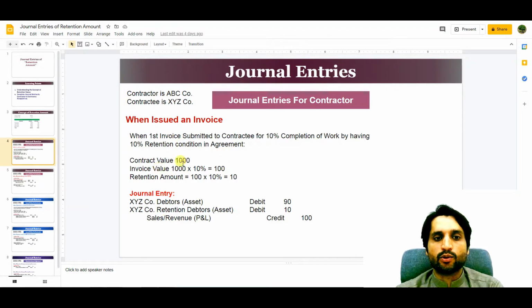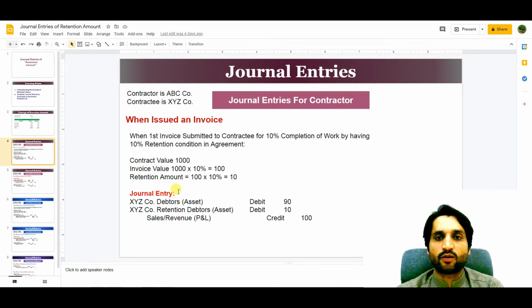So the contract value is 1000, and the first invoice is for 10% completion of work. The work is completed 10%. So 1000 multiplied by 10% is equal to $100. $100 is the invoice amount. Now we need to deduct the retention amount from this value. So the retention amount is $100 multiplied by 10%, which is equal to $10. This money will be kept aside, which the contractor will receive after completion of his job.